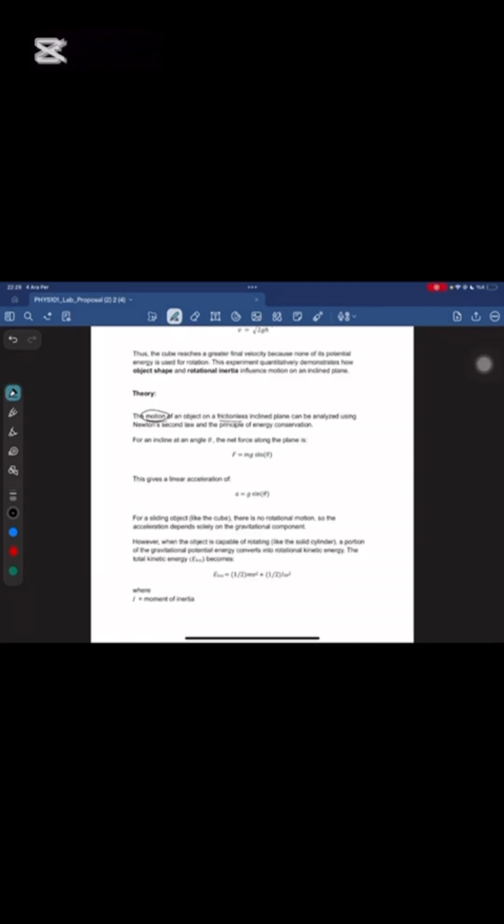When an object moves down an inclined plane, the component of gravitational force along the plane is mg sin theta. If the object simply slides without rotating, like the cube, all of its potential energy turns into translational kinetic energy. In that case, the velocity is v equals the square root of 2 times g times h, and the acceleration is a equals g times sin theta.